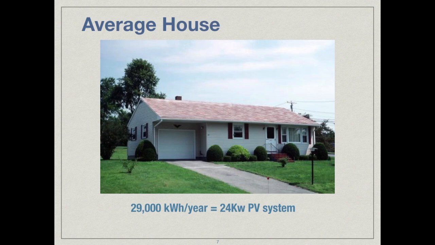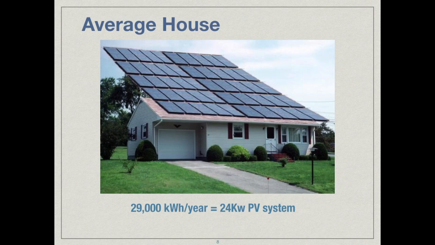Where I live in Oregon, the average house uses the equivalent of 29,000 kilowatt hours a year. This is all the energy that building would need for space heating, cooling, water heating, lights, appliances, and everything. 29,000 kilowatt hours a year would take a solar system that's about 24 kilowatts in capacity. So if you tried to make the average house a zero energy house simply by slapping some solar panels on the roof, it probably wouldn't work. You probably wouldn't have enough roof space to make that happen.